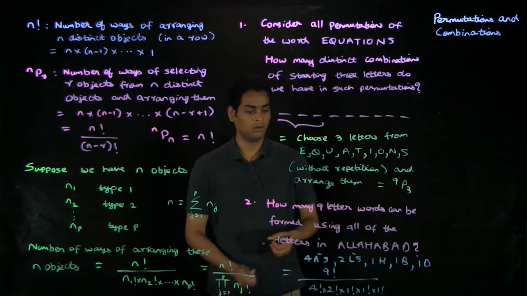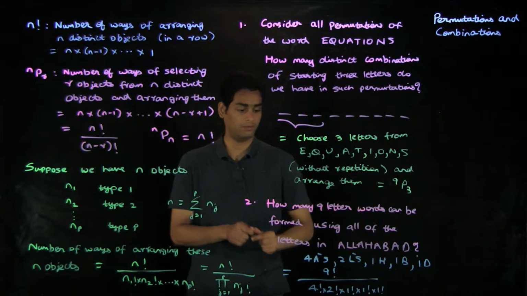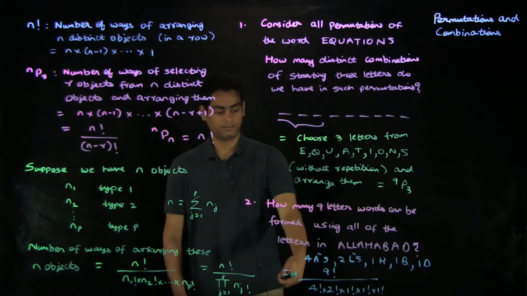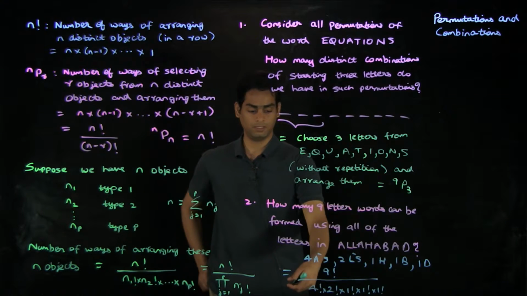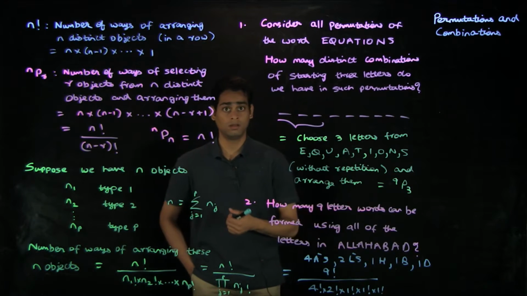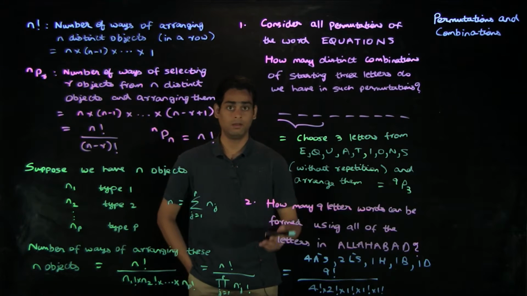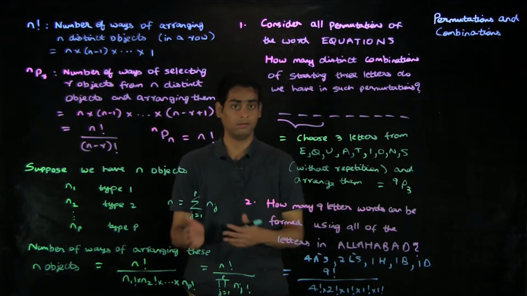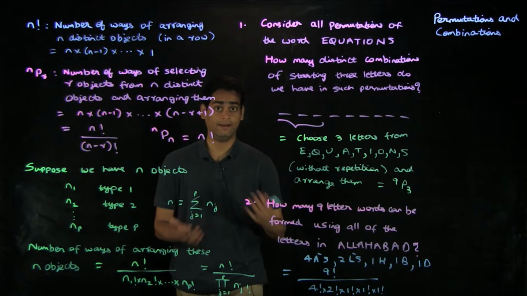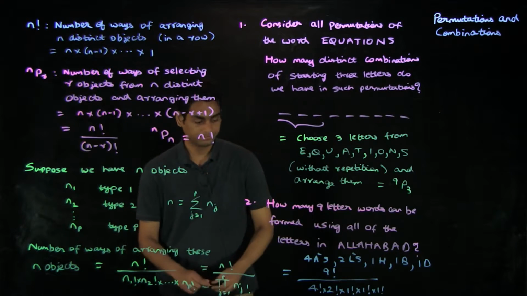And so this gives you the number of distinct 9-letter words that can be formed using all of the letters in Allahabad. So once again, the reason why we are dividing by 4 factorial is because any word which can be formed by swapping the 4 A's within themselves is not going to result in a different word. It's going to result in an identical word, and so we don't want to count such words multiple times.